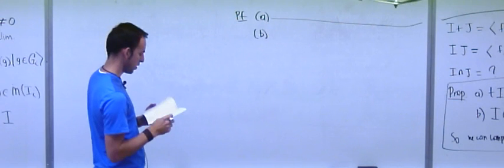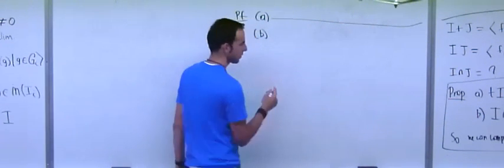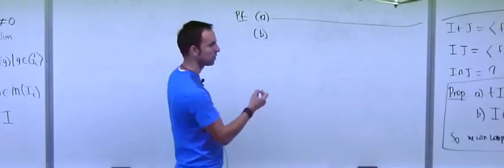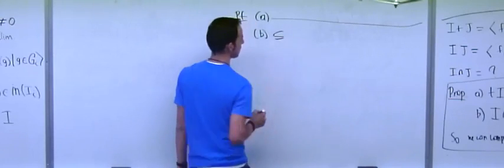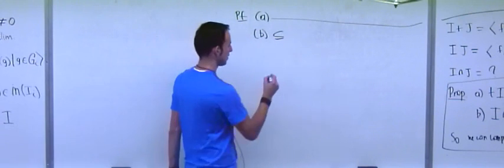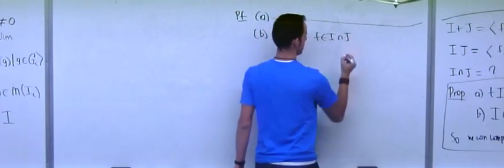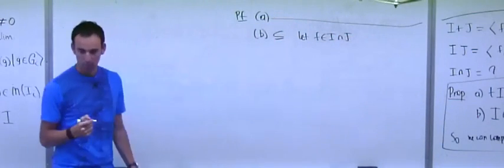So what I should show is part B. For part B, I have two inclusions to show. Okay, so let's go with the easy inclusion first. Let's say that f is in I intersection J, and I have to prove that it's in the other side also.